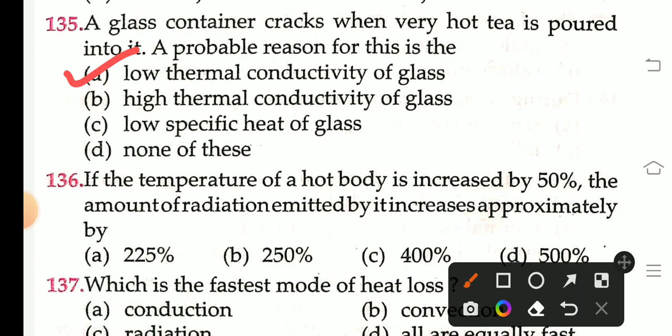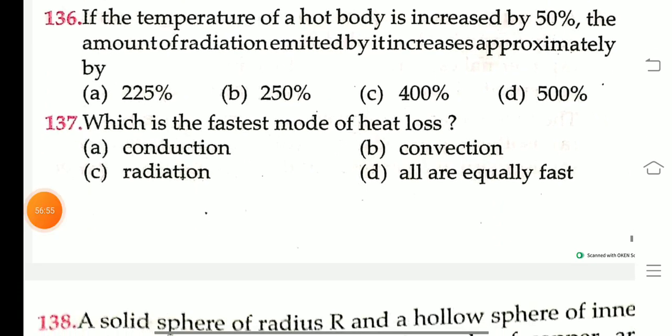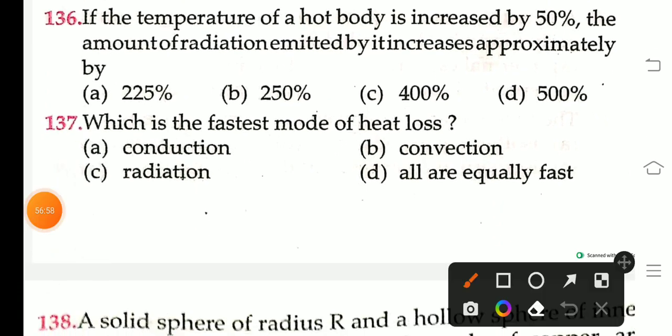Next, if the temperature of a hot body is increased by 50%, the amount of radiation emitted by it increases approximately by. Right answer will be option C, 400%. Which is the fastest mode of heat loss? Right answer will be option B, convection.